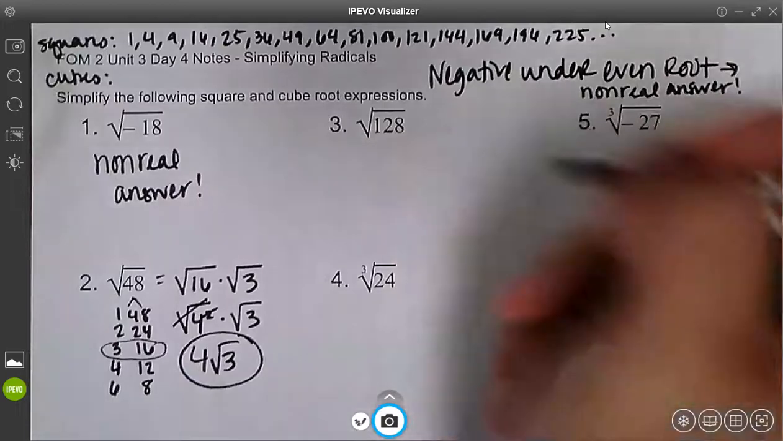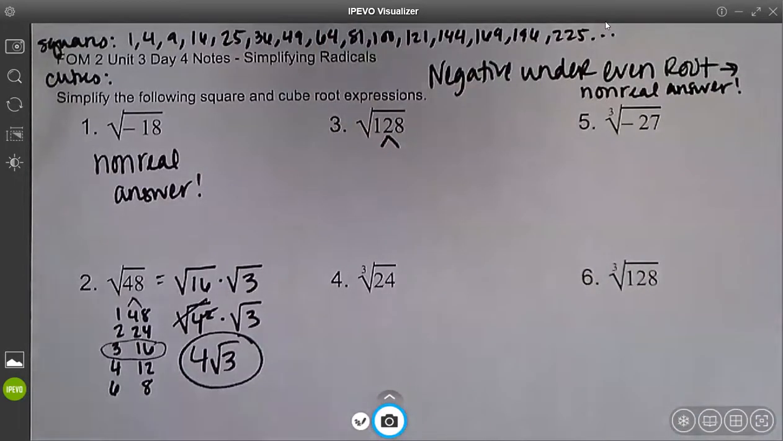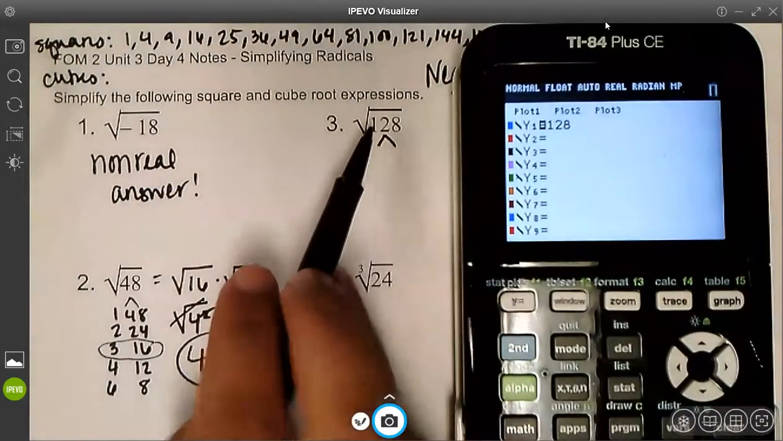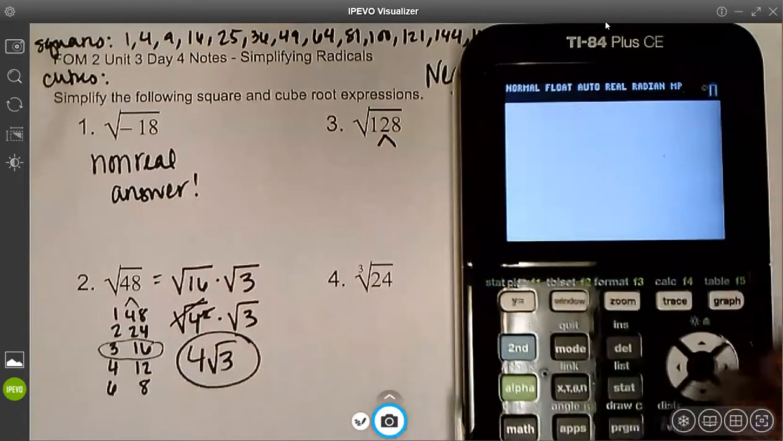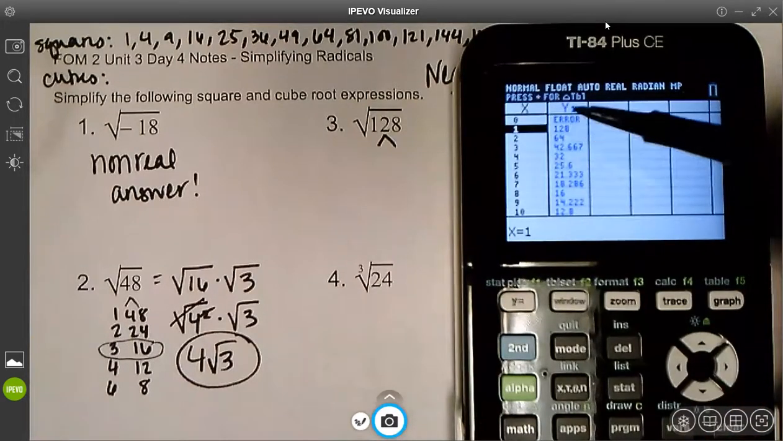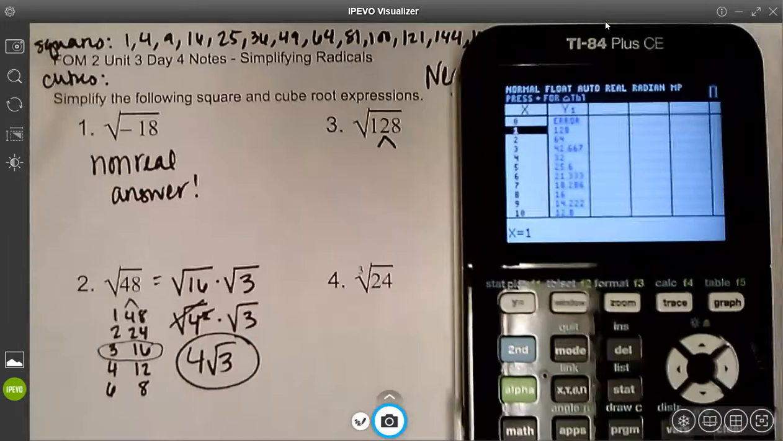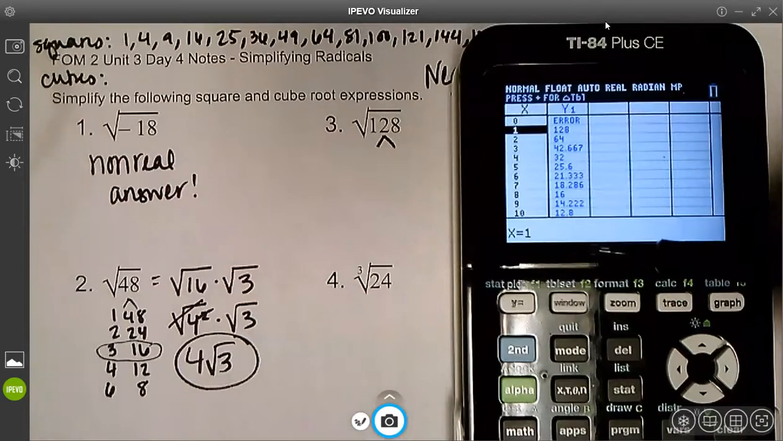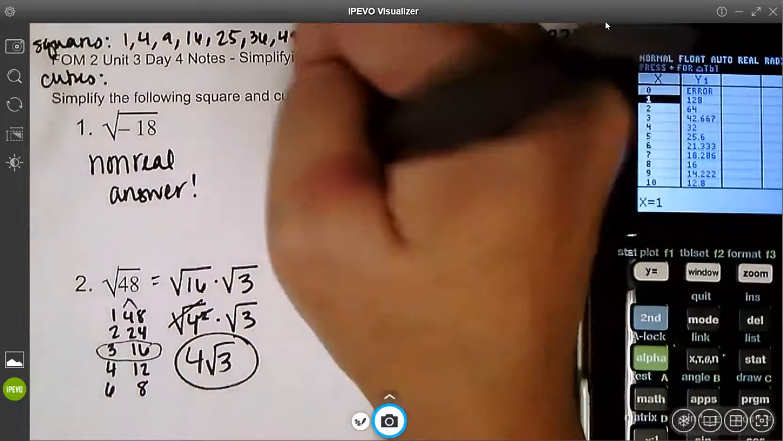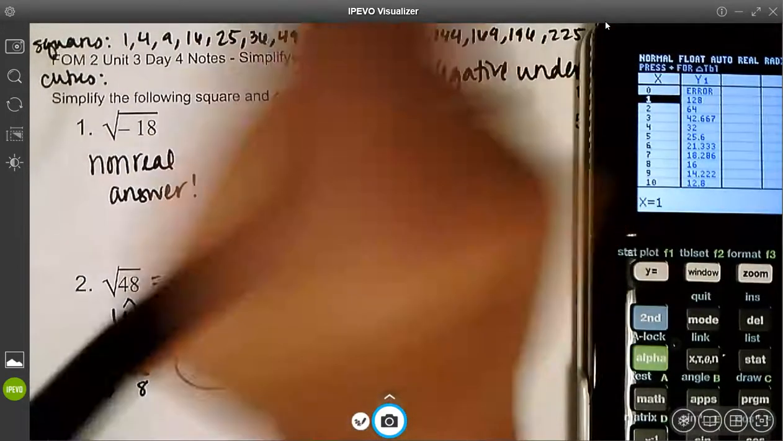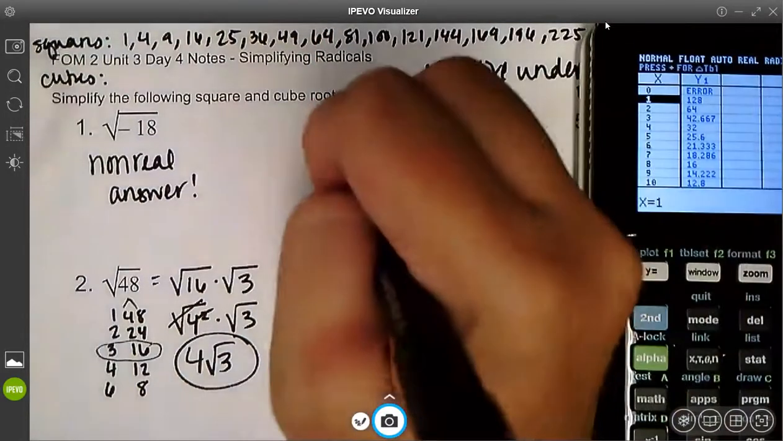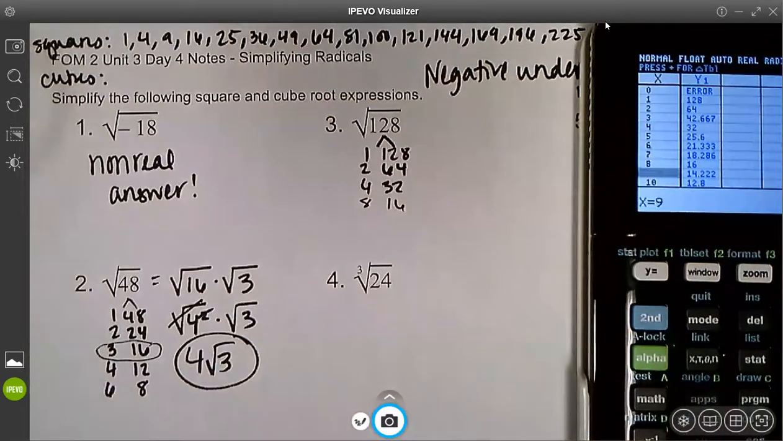The next one is the square root of 128, so I'm listing my factors of 128. If you don't know how to list your factors, what you can do is go on your calculator and put your radicand, the number underneath, over x, and look at your table. You're only looking at the whole numbers, and you want to go down your y column to find your first perfect square. My first perfect square there is 64. I can keep going down here and list all my factors. So I have 1 and 128, 2 and 64, 3 doesn't go in, 4 and 32, 8 and 16, and it looks like that's about it.